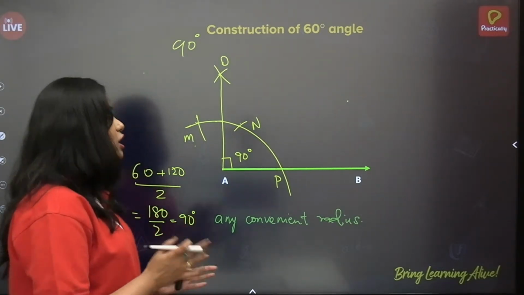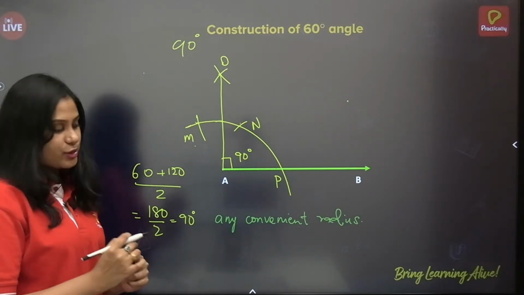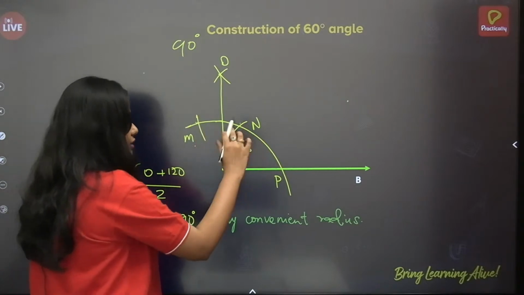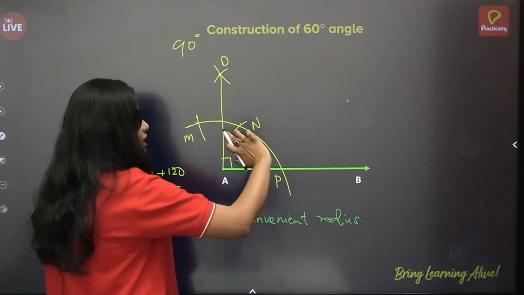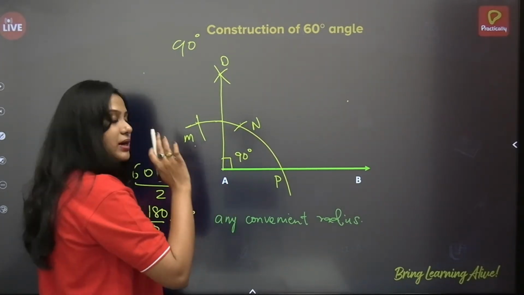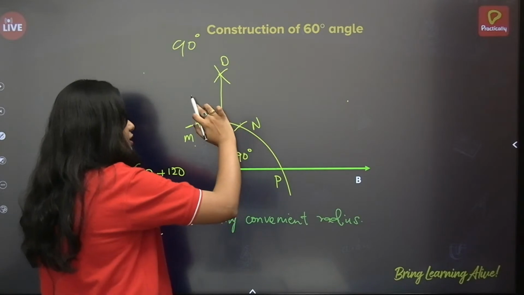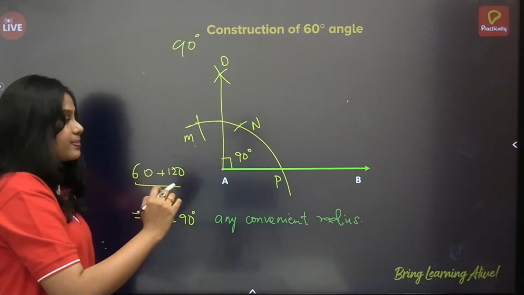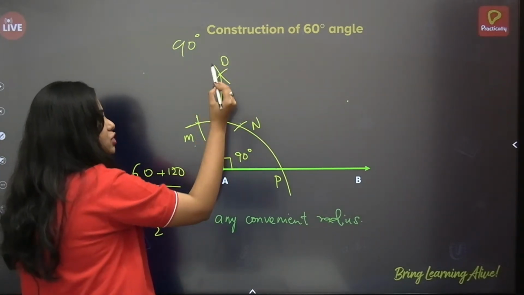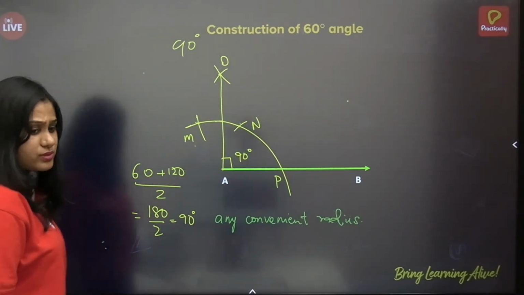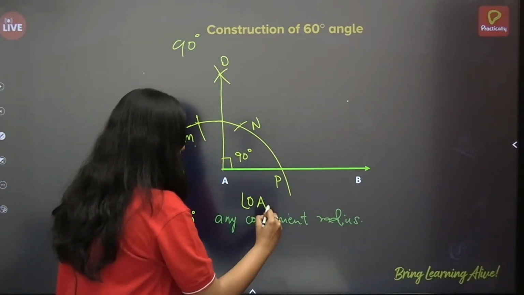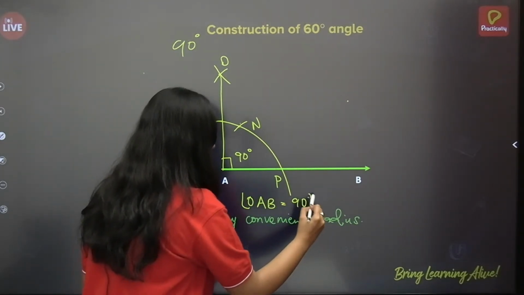degrees, which is correct. So again, let us just recall it. What did we do to construct 90 degrees? Take some convenient radius, draw an arc. This is P, P as center, again draw an arc, this is N. So if you join AN, that would be 60 degrees. But do not join. Now again, N as center, draw an arc, name this point as M. Again, M as center, draw an arc here, N as center, draw an arc. Name the intersection of the arcs as O. Now join OA. So this angle, that is angle OAB, is equal to 90 degrees.